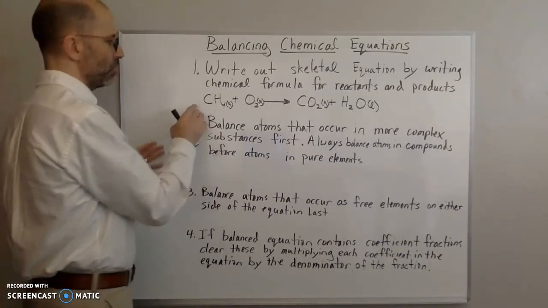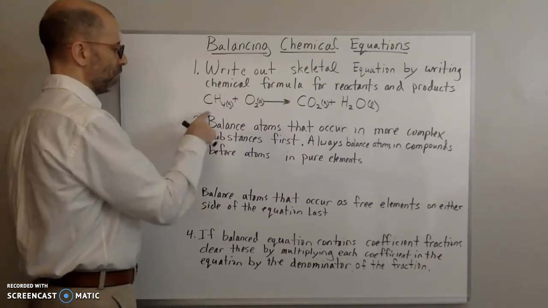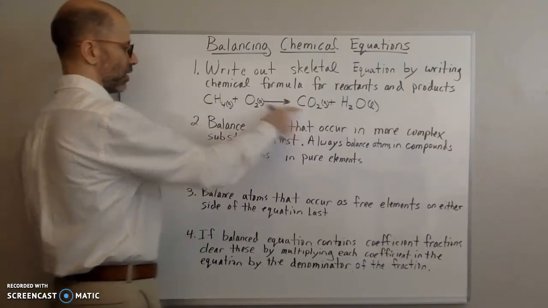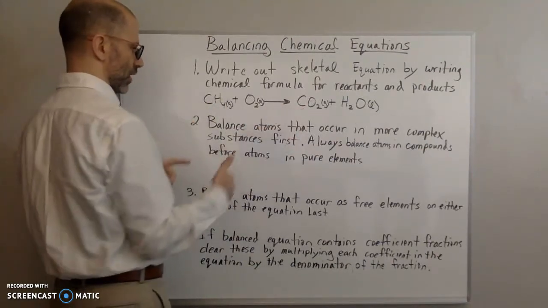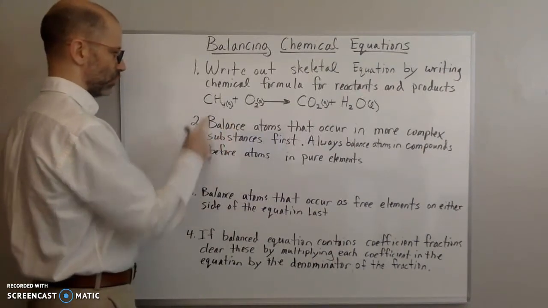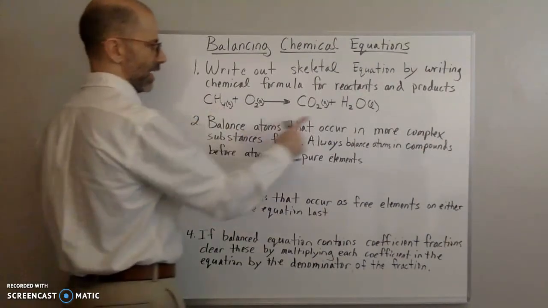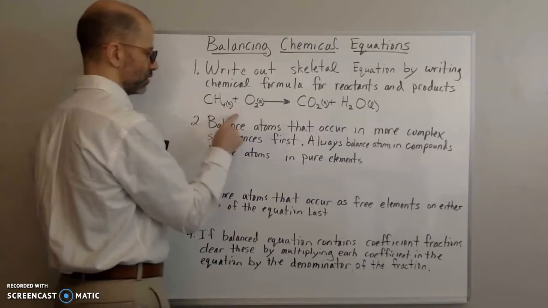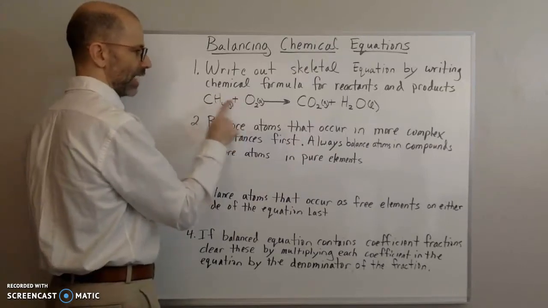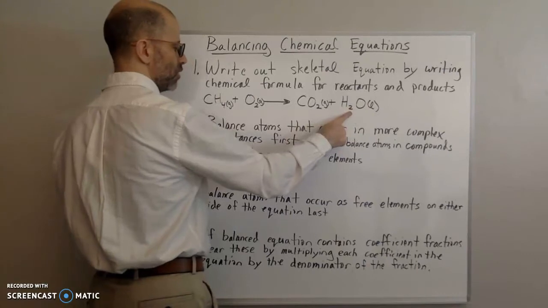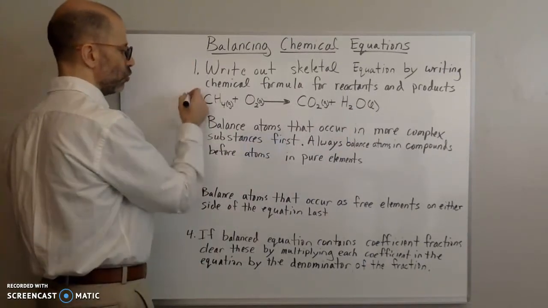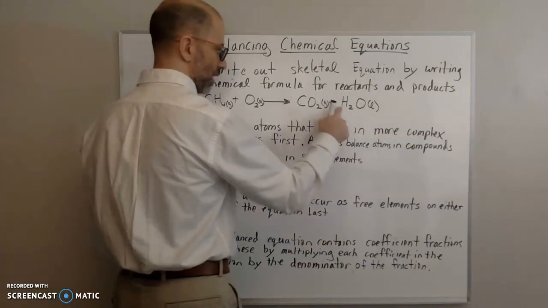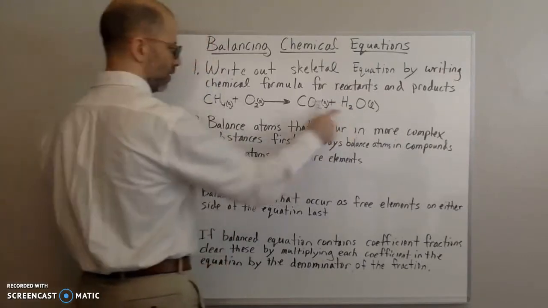Here we don't have any metals, so I don't have to worry about that. I have carbon, so I'll start with the carbon. I have one carbon here, one carbon here, so that's already balanced. Now I need to look at the hydrogen. I have 4 hydrogens here, and I have 2 hydrogens here. I'm not going to change subscripts. If I have 4 hydrogens on this side, I need more hydrogens on this side. So I could either do 1/2 on this side, or I could do 2 on this side, because 2 times 2 is 4.